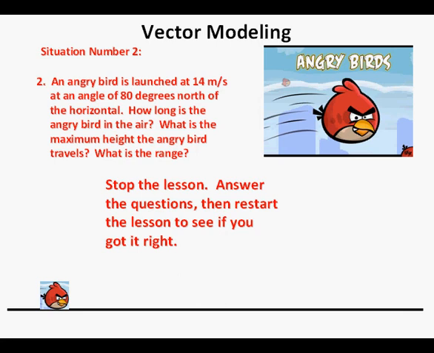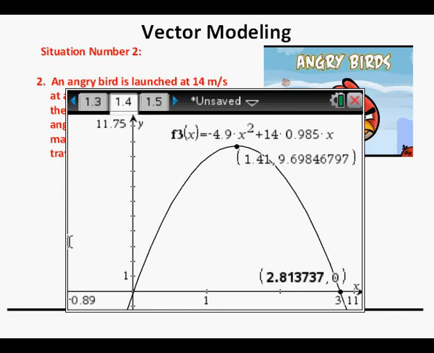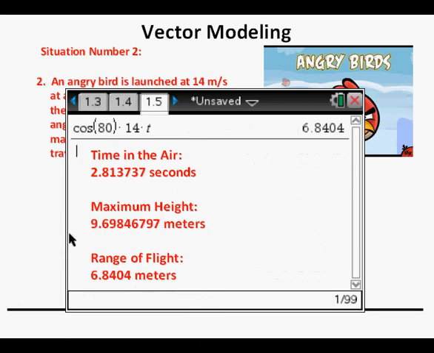Here's the graph of the function showing the height as the dependent variable and time as the independent variable. The time in the air is 2.813737 seconds and the maximum height is 9.698468 meters. And the range of flight is 6.8404 meters.